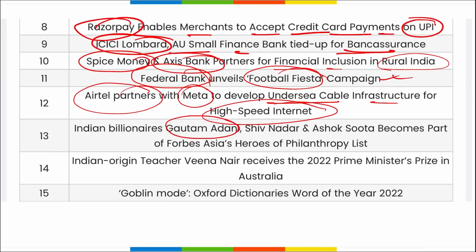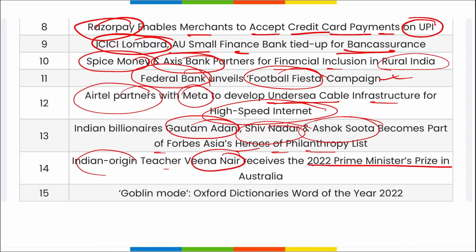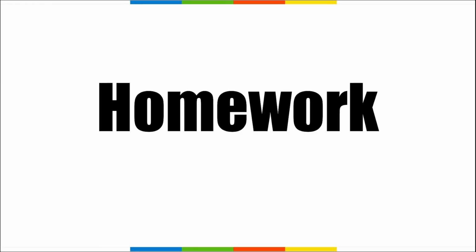Indian billionaires Gautam Adani, Shiv Nadar and Ashok Soota became part of Forbes Asia's Heroes of Philanthropy list. Then Indian origin teacher Veena Nair has received the 2022 Prime Minister's Prize in Australia. And Goblin Mode is the word of the year declared by Oxford English Dictionary.